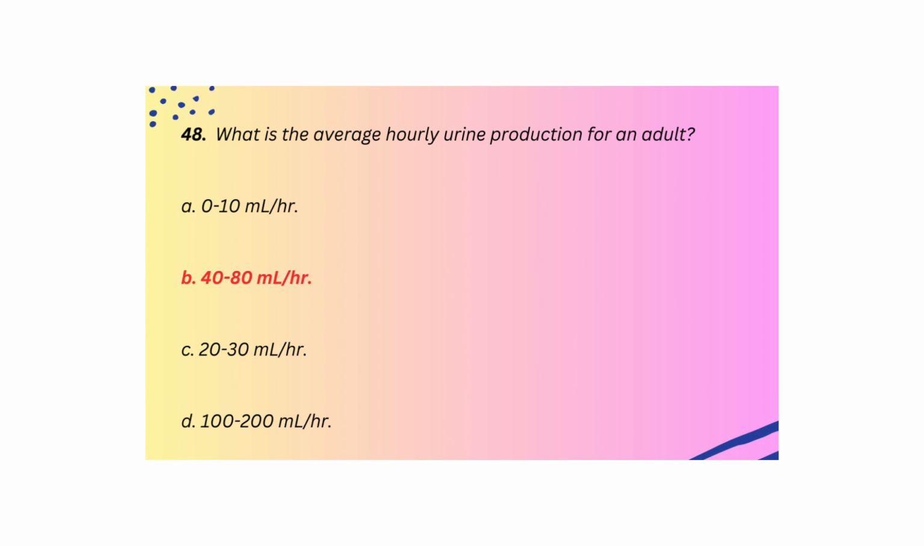Q48. What is the average hourly urine production for an adult? A. 0 to 10 ml per hour. B. 40 to 80 ml per hour. C. 20 to 30 ml per hour. D. 100 to 200 ml per hour.